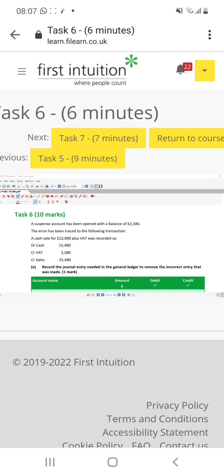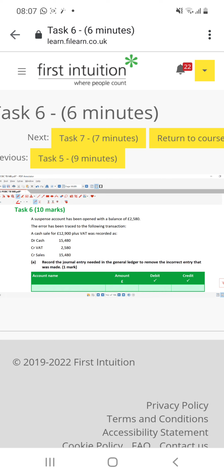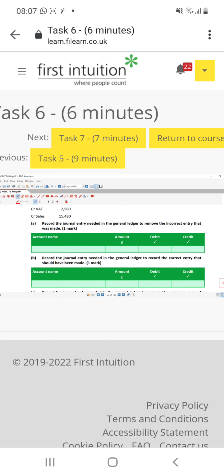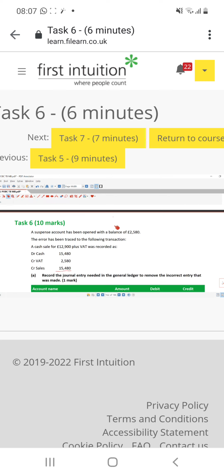So we can clearly see here that this journal is not balancing, as the credits far exceed the size of the debits. So what they want us to do is to record the journal entry needed in the general ledger to remove the incorrect entry that was made. So first of all, as we need to credit our sales by the net amount, and actually here we have gone with the gross amount of 15480, we need to first of all go to our sales account and remove this incorrect entry for the full amount of 15480.